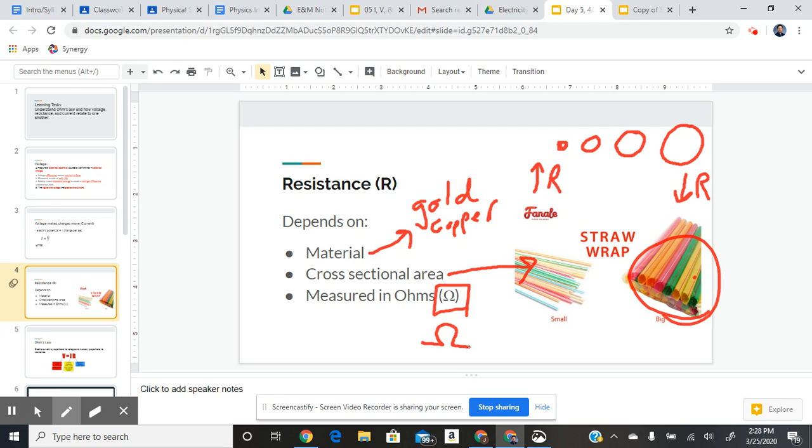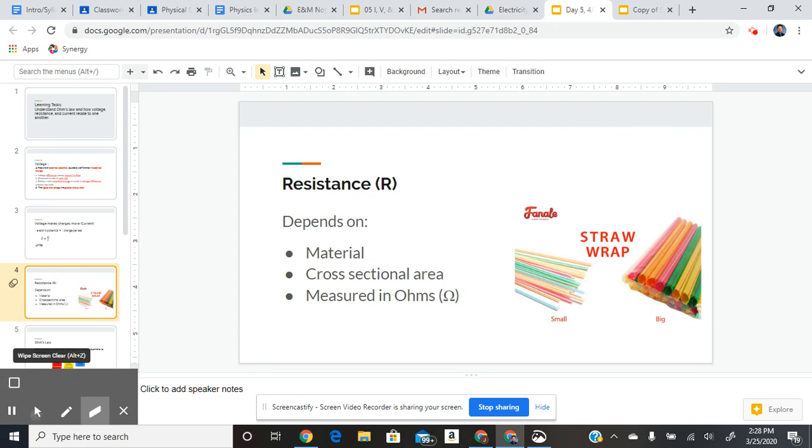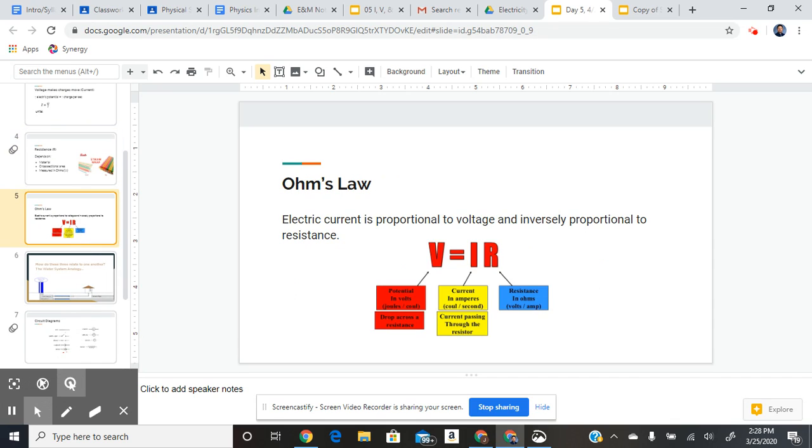All right, so moving on to Ohm's law itself. Ohm's law is V equals IR. You might remember this from your freshman year of high school, in ninth grade physical science. It says electric current is proportional to voltage and inversely proportional to resistance.